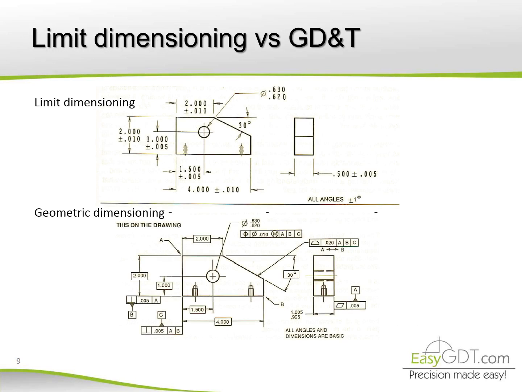At the top, we see the limit dimensioning method, which is composed basically by the plus-minus dimensions, mostly vertical and horizontal. At the bottom, we see the geometric dimensioning method, which is based on geometric controls, basic dimensions, and datums. Let's see the tolerances allowed in the part for each case.